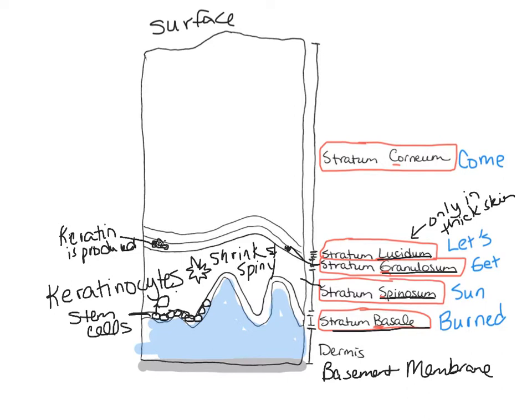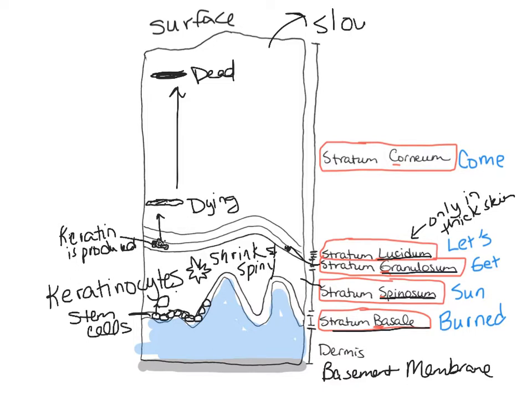Okay? So then the keratinocyte will move up into the stratum corneum layer. And now at this point, this cell is dying. And by the time it gets to the surface, it is dead. There's no blood supply, it's not getting nutrients, it's not getting water, it dies. And then eventually it sloughs off. Or in other words, it sheds.